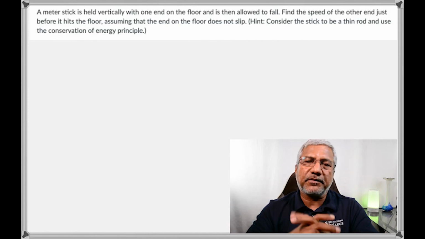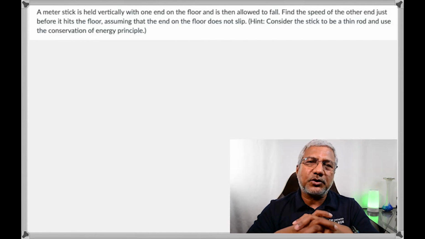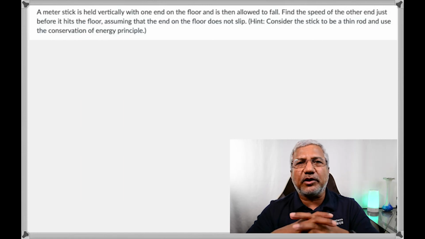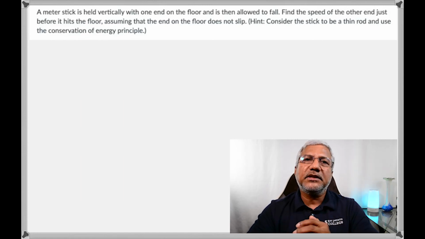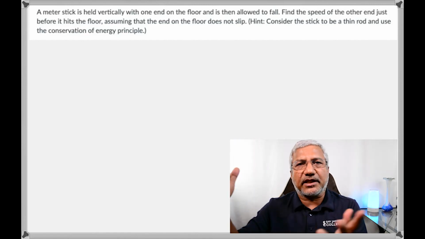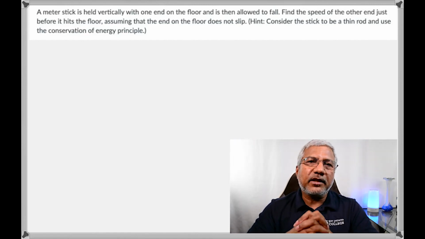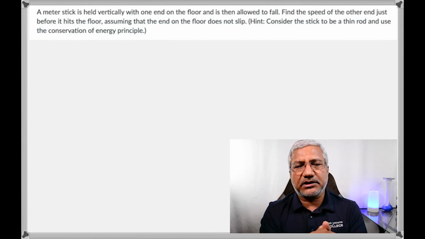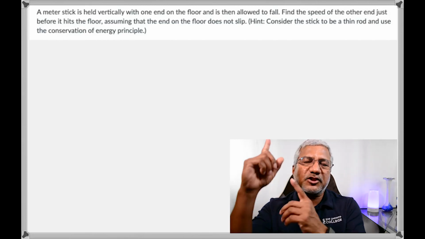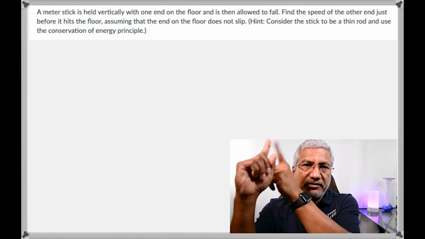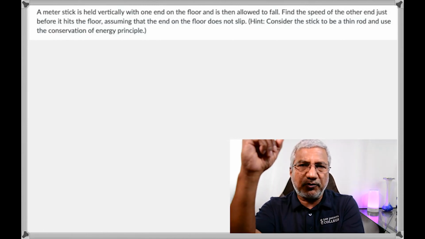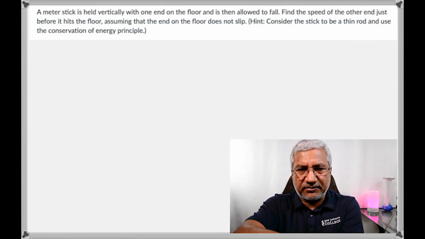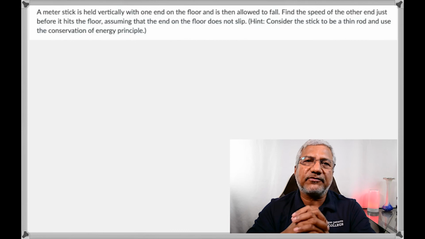floor does not slip. Now these kind of problems are totally physics-based, because you can see that there are no numbers. Well, actually there is one number, which is the length of the stick, which is a meter. That's all. So you have to have a conceptual understanding in order to be able to do this. We're looking for the speed of the other end, the top end, just before it hits the floor. You know it's speeding up as it comes down. So just before it hits the floor.